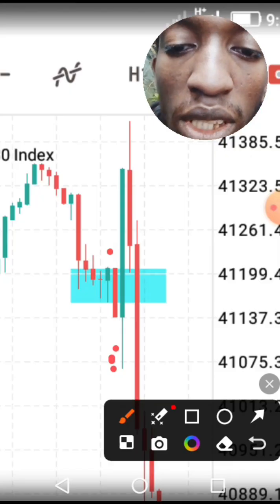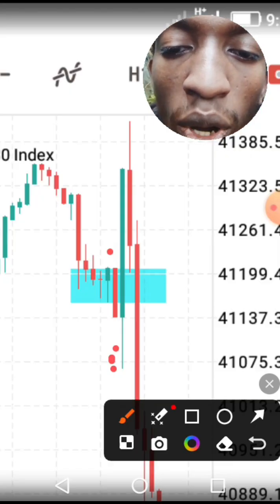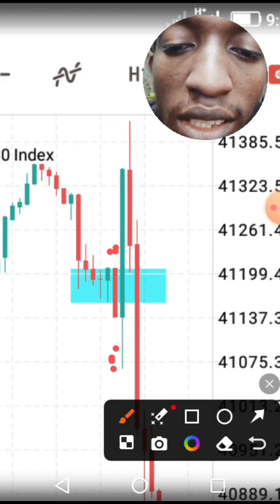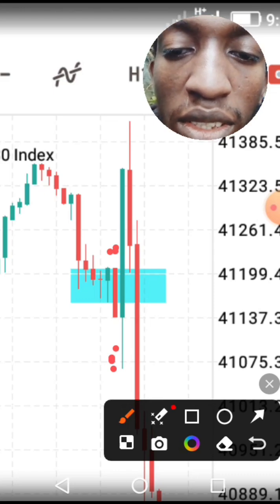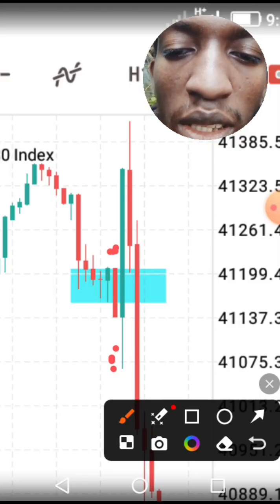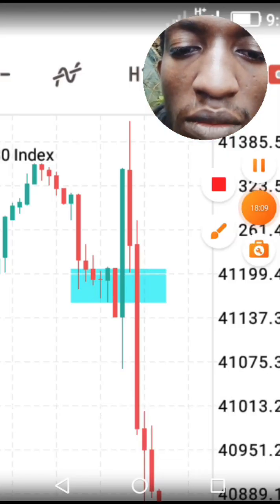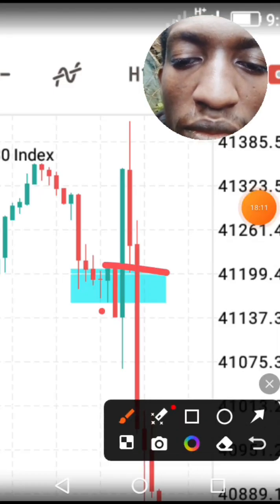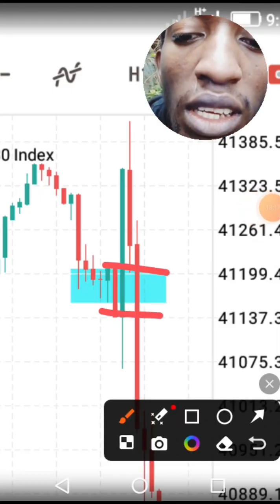So remember what I told you about the circle model. Once your stop loss is hit, you lost, right? So this is a black box right here.